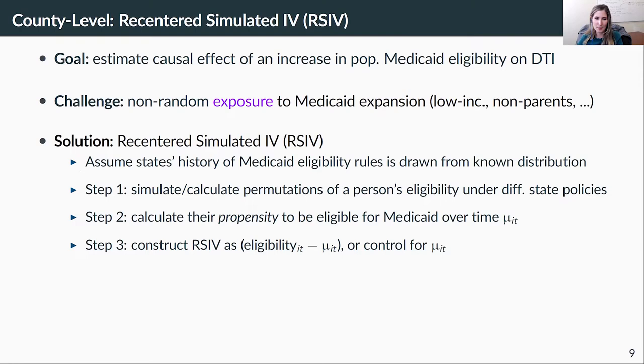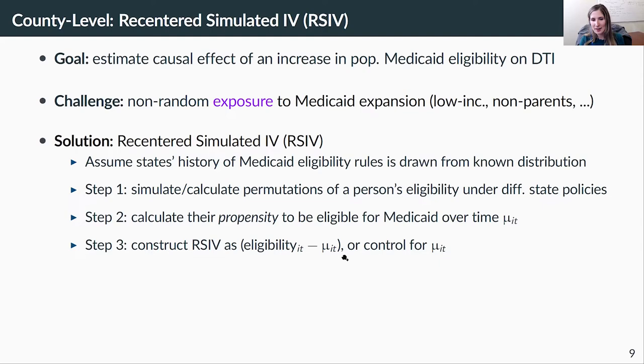Now, the way the recentered simulated IV is constructed is that we take our endogenous variable, eligibility, and subtract out this propensity to be eligible for Medicaid. The idea is that we're netting out the variety of factors that go into someone tending to be eligible for Medicaid. One reason this is valuable is that eligibility for Medicaid is a complicated multidimensional rule. It depends on your income, on the state that you're in, and on your family size and family structure. It's hard to fully nonlinearly control for all of those things, and calculating this propensity is a neat way to summarize all of those different components and account for them.